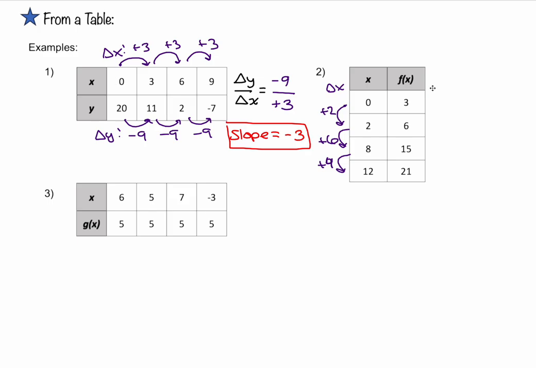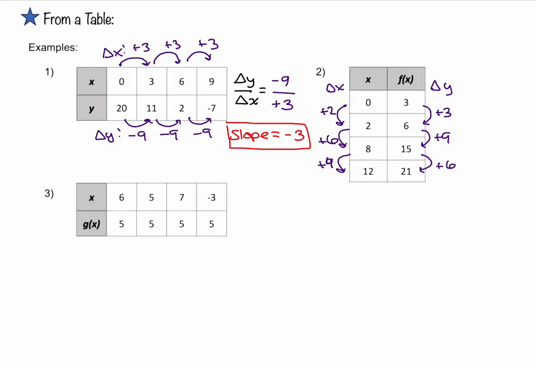Now we have to do change in y. So we'll go from 3 to 6, which is plus 3. 6 to 15, which will be plus 9. And then 15 to 21, which is plus 6.